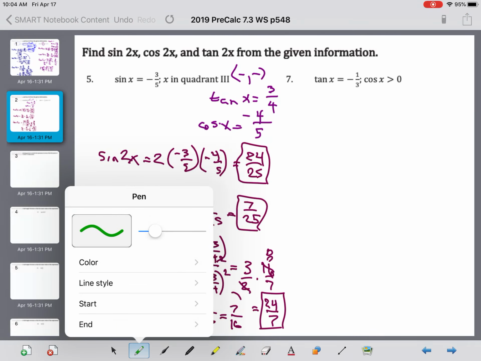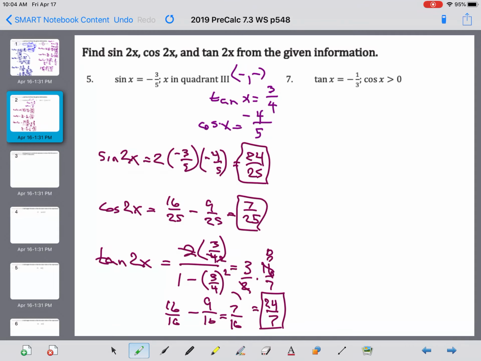Moving on here to number 4. Now this one, cosine is positive, but tangent's negative, so my sine has to be negative. Also, if we're taking a look here at this, we have an angle here using the cosine ratio. So this hypotenuse is going to be 3 squared plus 1 squared. So we get the square root of 10.